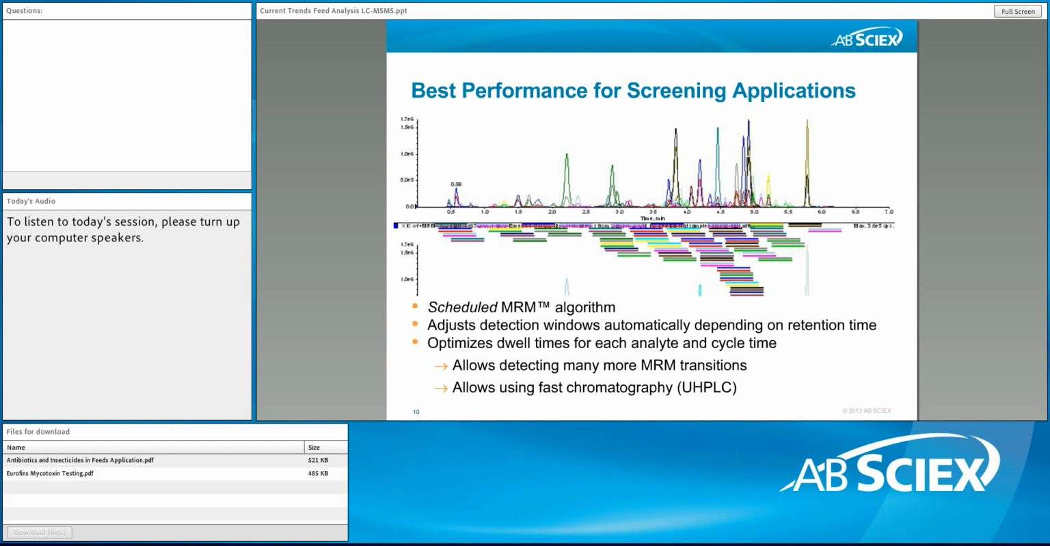This allows us to detect many more compounds, to speed up our chromatography, while not sacrificing data quality like accuracy and reproducibility in any way. And these schedule-based methods are used in almost every food application when many analytes have to be detected.